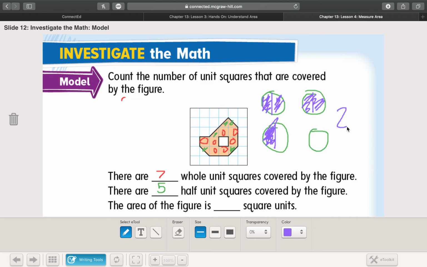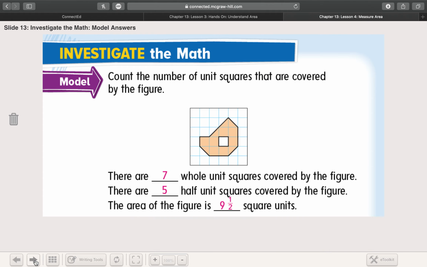So together, 5 halves is the same as saying 2.5 wholes. Okay? Now, this is the number that I can add with the 7. 7 plus 2.5 is the same as 9.5. So this shape is 9.5 square units. Let me check my work. I was correct. If there are 7 wholes and 5 halves, then that means that this figure is 9.5 square units.